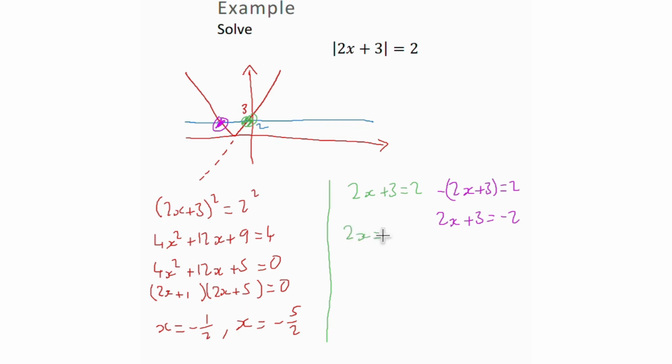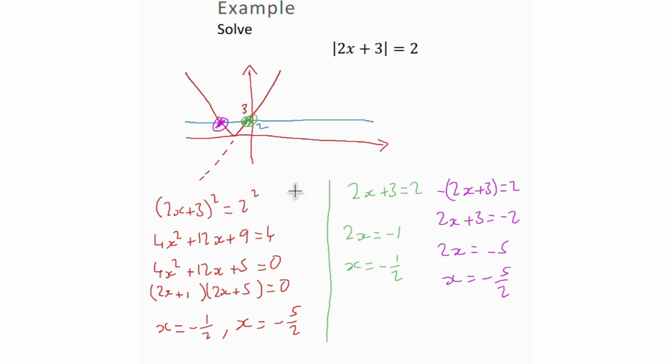And then we have to solve both of these individually to get our 2 solutions. So 2x is equal to minus 1, x is equal to minus a half. And on this side, 2x is equal to minus 5, x is equal to minus 5 over 2. And we get the same pair of solutions. When x is equal to minus a half and when x is equal to minus 5 over 2 is when these graphs intersect, and those are the 2 possible solutions for this particular equation.